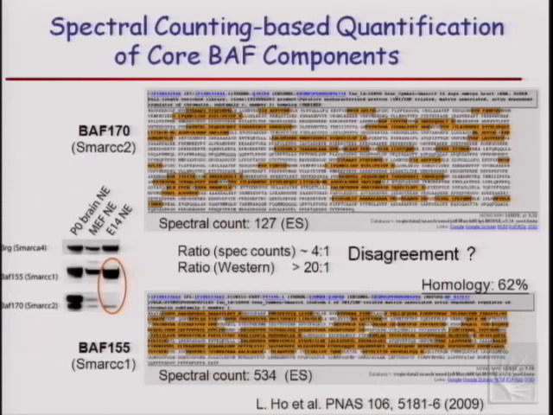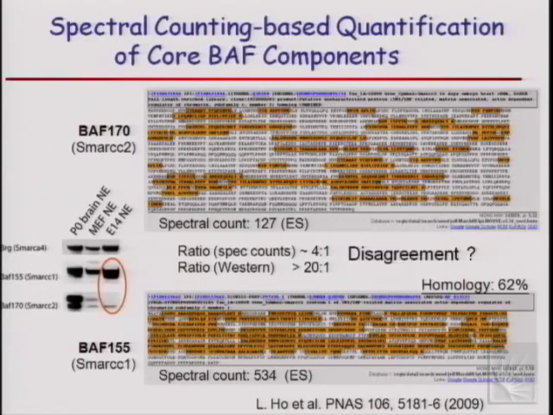And what you see here is a semi-quantitative immunoblot, and there are two homologous proteins in embryonic stem cells. This isoform, this protein, was really part of the complex and not the other one, as is obvious from this immunoblot. But if you look at the spectral counts for these two proteins in this embryonic stem cell, you have 127 versus 534, so it's a 4-to-1 ratio versus the 20-to-1 observed by the quantitative immunoblot. So what? Why does the spectral count give you such a huge difference compared to the quantitative immunoblot data? And the answer is, of course, because of the 63% homology.